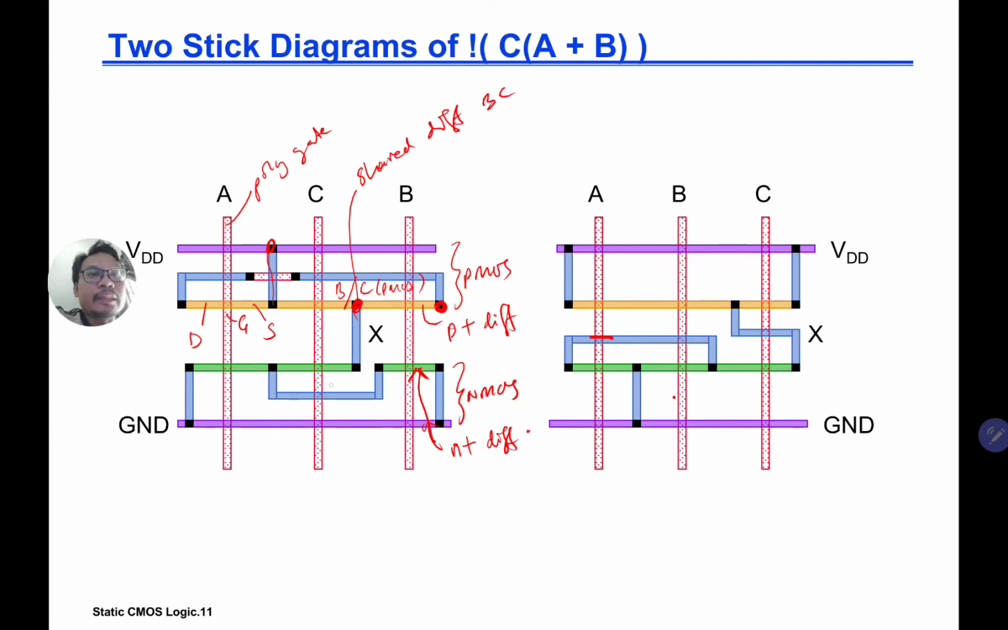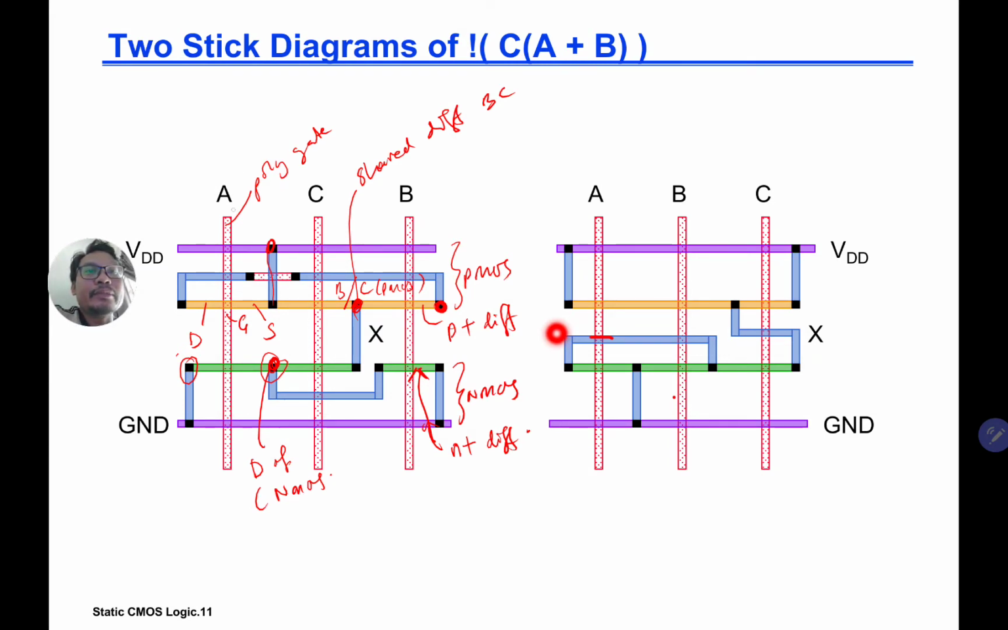So X is also connected to here, okay, which is the drain of C NMOS. Okay, if you make the connection correctly, so for example, the A of the NMOS, here is the A of the NMOS, it is connected to ground and X and so on.